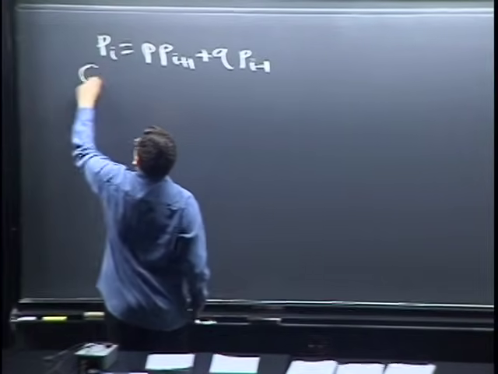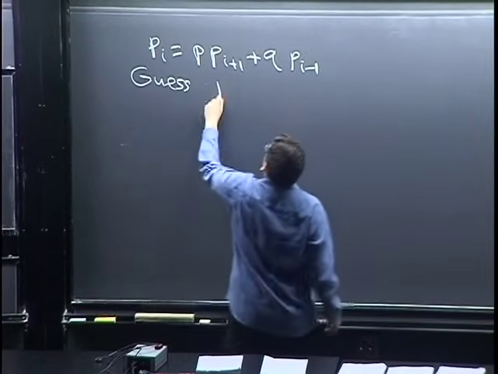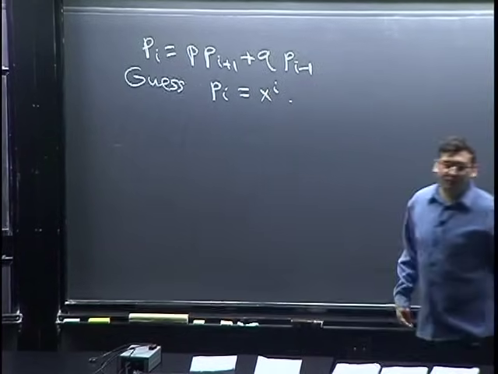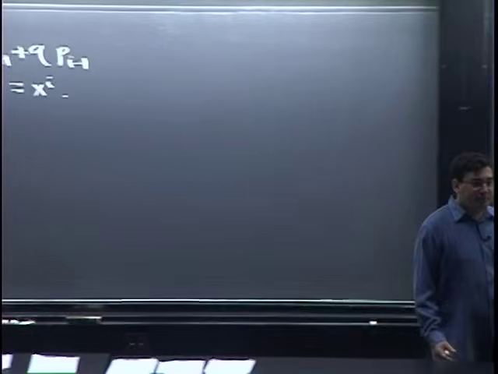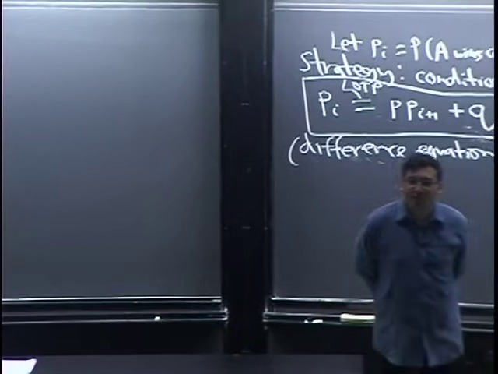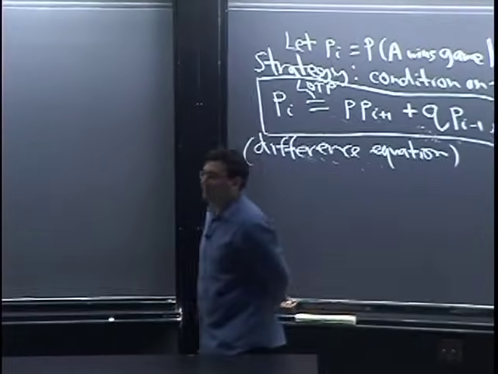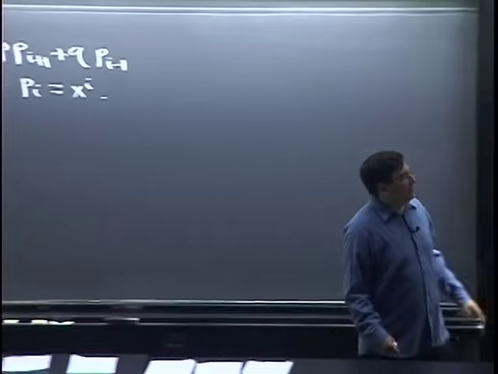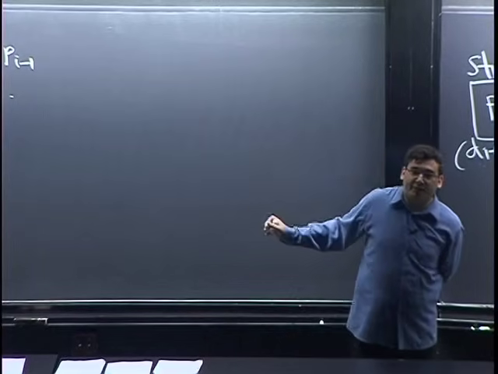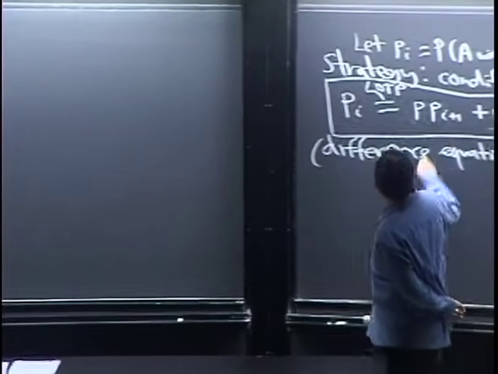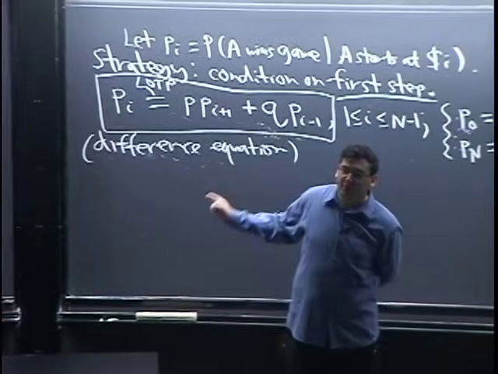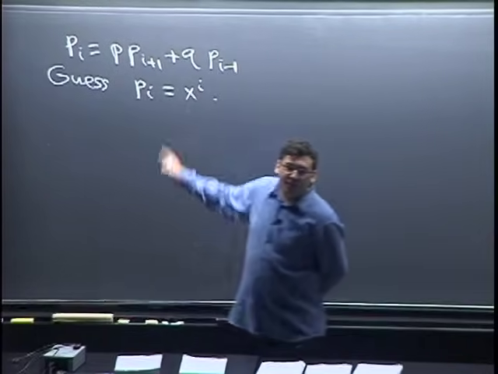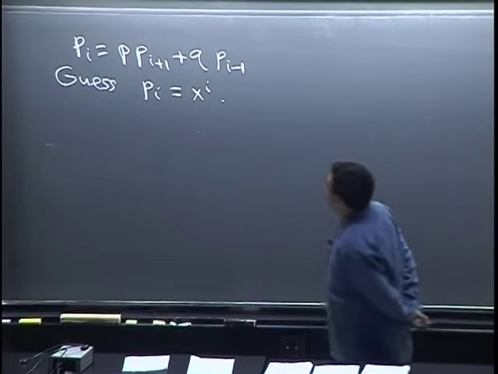Let's guess pi equals x to the i. So we'll try to find a solution of this form. Actually, this won't work, but it will give us a hint. And for any difference equation, not just this one, this is a very general good guess, and it could involve higher order terms as well. Start by guessing a power, and that will tell you a lot. Okay, so let's try that.